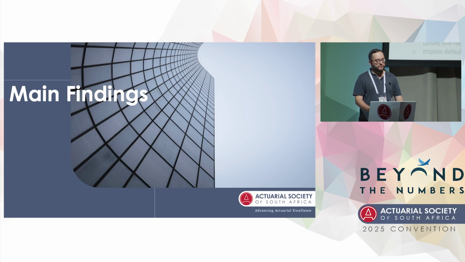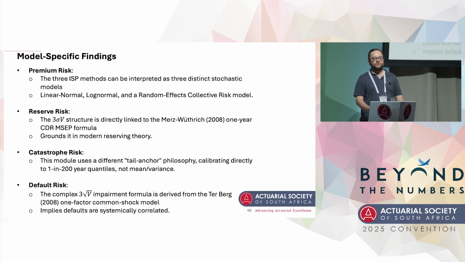So let's just run through our main findings. Premium risk is nice because you've got the biggest hints as to what's going on. We've given and discussed 3 distinct stochastic models. Reserve risk is an adaptation of the max mean square error formula. Catastrophe risk, we need to treat a little bit differently because there's really not much hints given in the FSIs. It's basically a 1 in 200 year parameter that we have to build models on top of. And then default risk, if you delve a little bit deeper than the FSIs, you see is as simple as a single factor credit risk model.